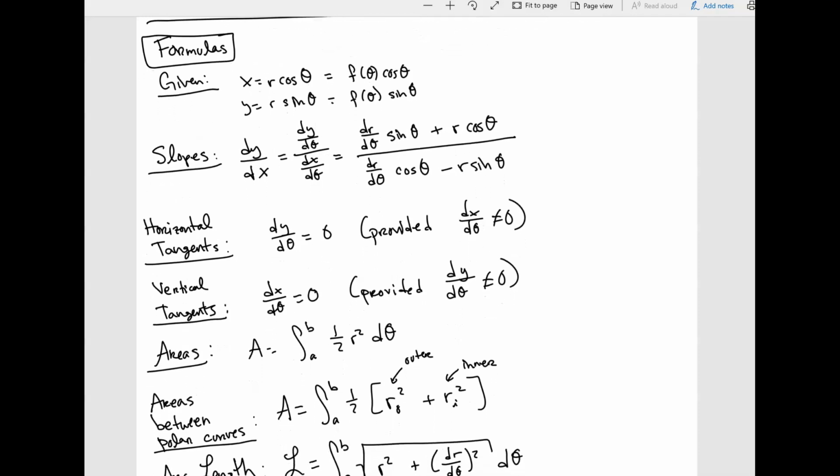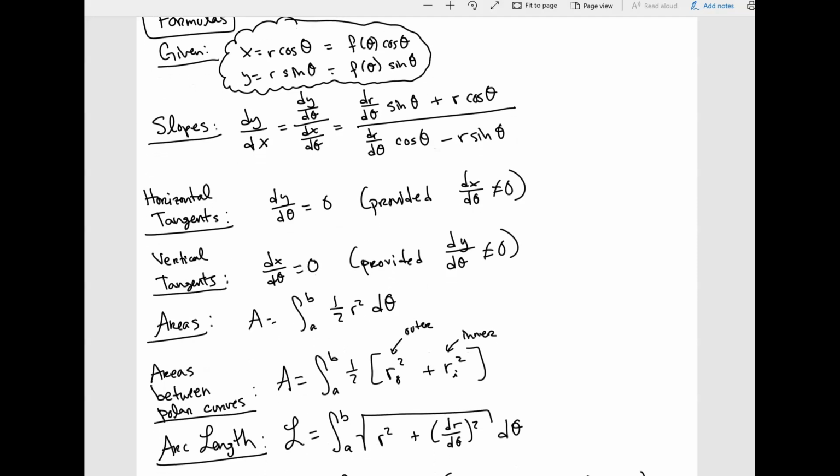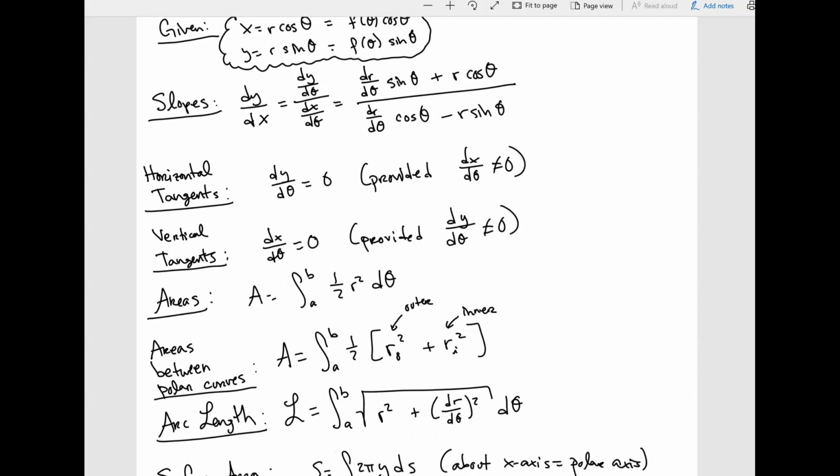So the first thing is, this is what we're going to be given. We're going to be given some sort of polar equation in polar coordinates. So in order to find the slope of some sort of polar equation, you can find dy over dx simply by this formula. This formula is very similar to the parametric equations formula, so this should look very, very familiar. This is how you find the slope, and then from the slope you can find the equation of the tangent line and all that other stuff.